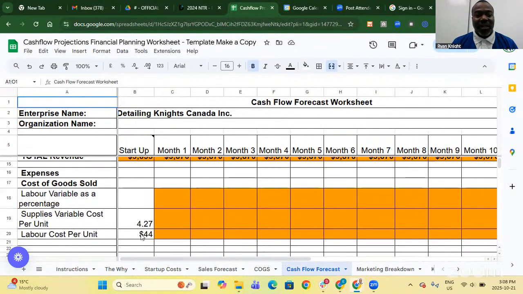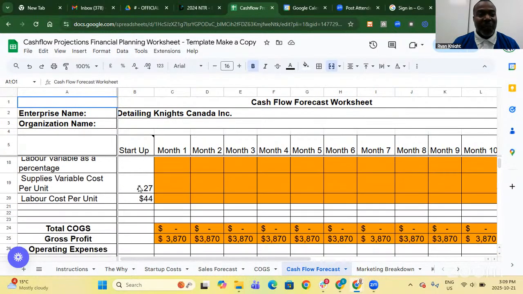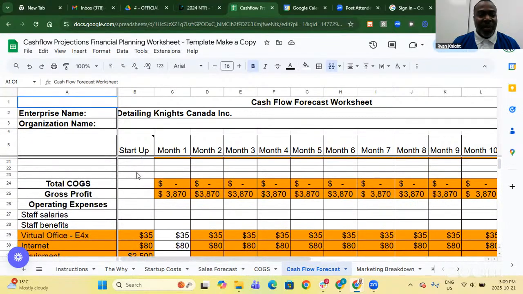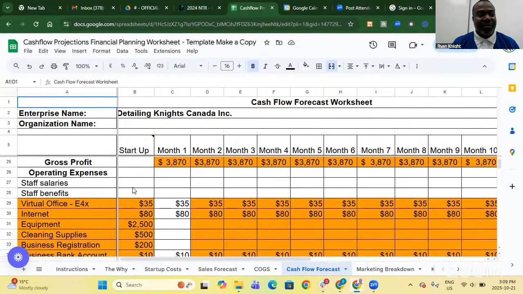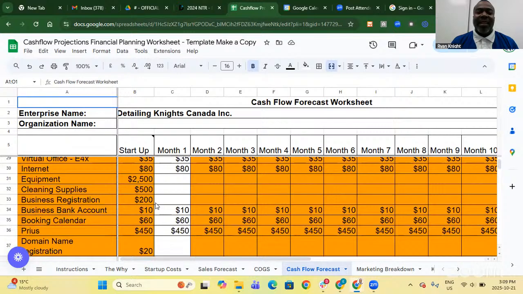But then each month, it would be tracking your cost of goods sold. So earlier in the series, we talked about how to calculate that cost of goods sold. So the cost of your supplies and the cost of your labor, which is the two main cost of goods sold categories. And then from that, you would get your gross profit, and we would look at elements of the expenses that you're spending every single month.